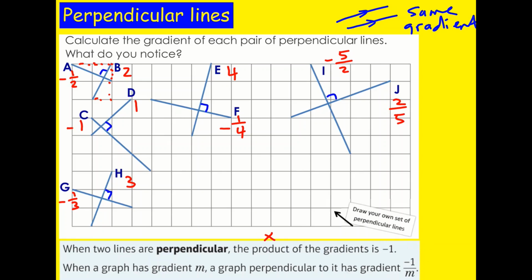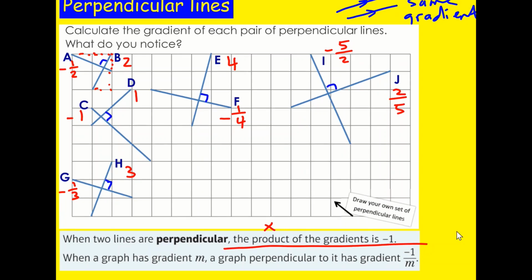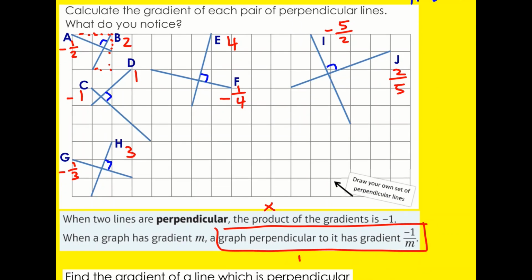So, when a graph has gradient m, a graph perpendicular to it has gradient -1 over m. This is the key, absolutely key result from today. If they're parallel lines, you get the same gradient. If they're perpendicular, then you take the gradient and you do 1 over that and you make it minus. This is known as the negative reciprocal. So you might sometimes say, well, yeah, you just take the negative reciprocal.